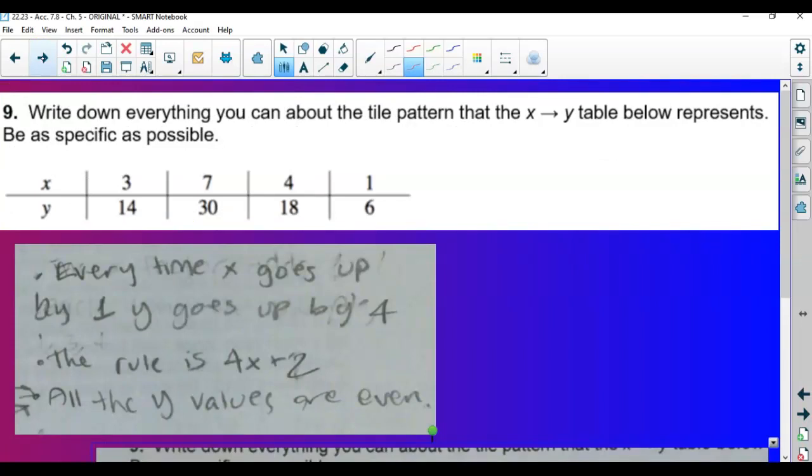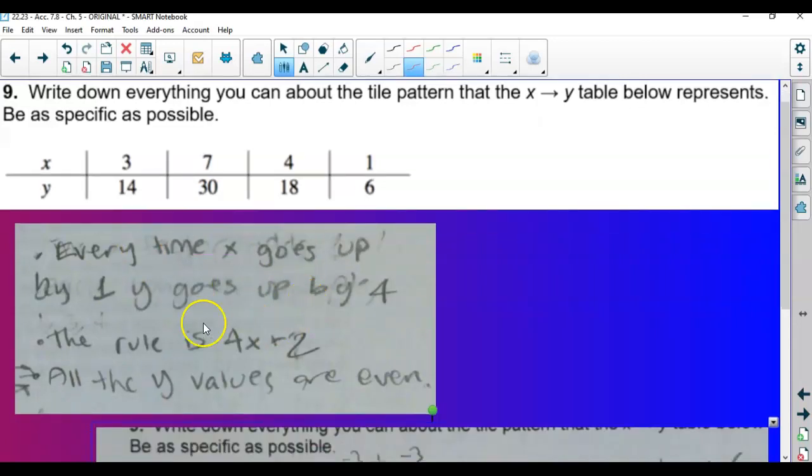So, I mean, on your paper, you can write that you totally forgot to do that. Moving on to number 9. Every time the x goes up by 1, the y goes up by 4. I would have loved a comma or a period or something to split that thought, but it's a brilliant thought. The rule is 4x plus 2. All the y values are even.